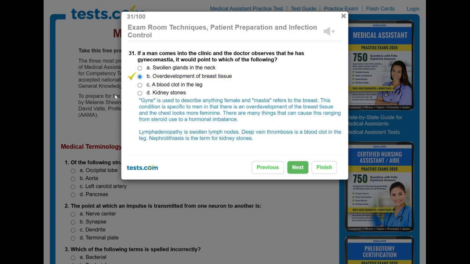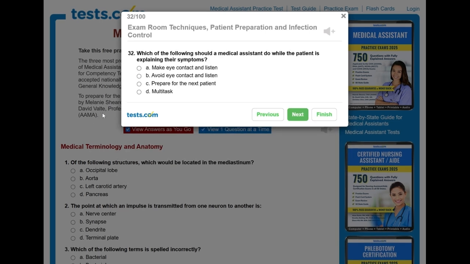B. Overdevelopment of breast tissue. Gyne is used to describe anything female, and mastia refers to the breast. This condition is specific to men in that there is an overdevelopment of the breast tissue and the chest looks more feminine. There are many things that can cause this, ranging from steroid use to a hormonal imbalance. Lymphadenopathy is swollen lymph nodes. Deep vein thrombosis is a blood clot in the leg. Nephrolithiasis is the term for kidney stones.